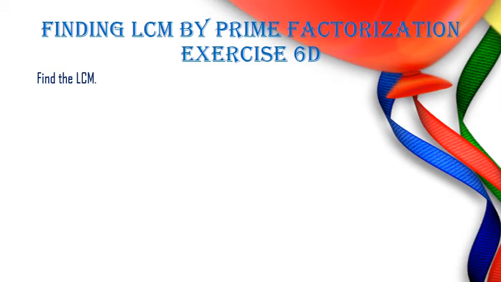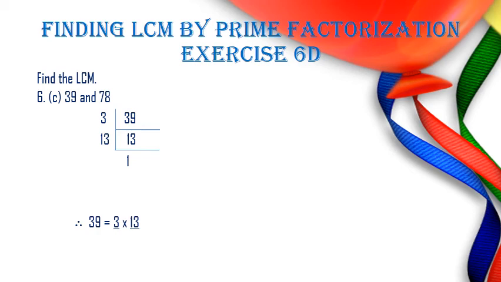Now children, let's come to question number 6, C part. Here we have to find out the LCM of two numbers, which are 39 and 78. So let us do the prime factorization of 39. Children, 39 cannot be divided by 2, so the next prime number is 3, which will divide 39 completely. So 39 divided by 3 gives 13. 13 divided by 13 gives 1.